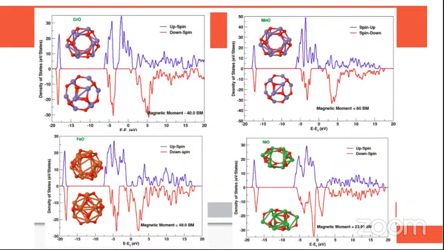These are the magnetic moments. This is much higher compared to the different structures. For example, in the FeO hexagonal structure, it's about 8 Bohr magneton. But when we form one buckyball type structure, the Bohr magneton is reported up to 48. So this is much higher.